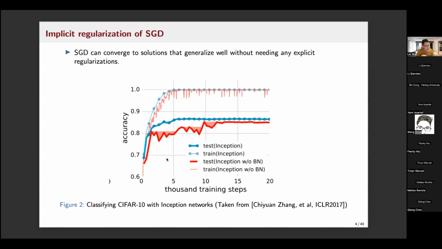So let's first take a look at how important the implicit regularization is. This figure illustrates the training on the CIFAR-10 dataset using an Inception network. The blue curve corresponds to training with batch normalization, and the red curve corresponds to training without regularization. No matter whether we add regularization or not, we can always get 100% accuracy for the training. And for the testing, even without any regularization, our model can achieve accuracy of about 85%, which is much better than random guess.